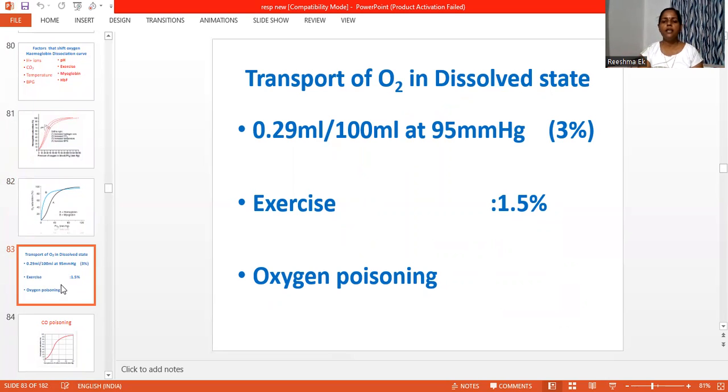Transport of oxygen in dissolved state. That means oxygen is transported by dissolving in the plasma of the blood. Oxygen dissolved in the plasma of the blood is transported towards the tissues. So only 3% of oxygen is transported in dissolved state.